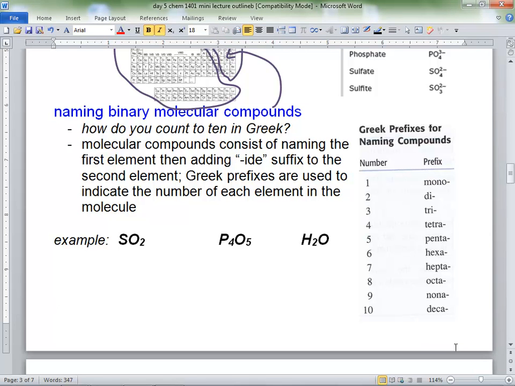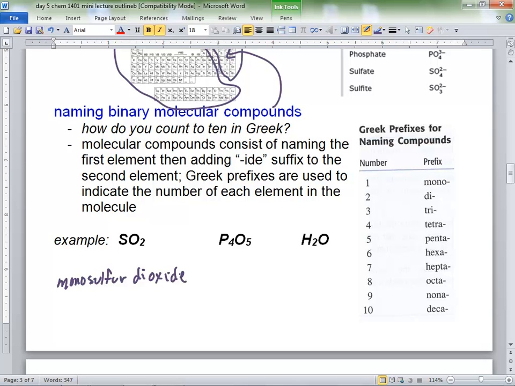And then none of this is too bad, right? Because we know we have how many sulfurs? 1, so you have to write mono. And it's sulfur, so you write sulfur. How many oxygens do you have? 2, so you have to write di. And oxide, not oxygen. Very good. You have to add IDE to the last one.